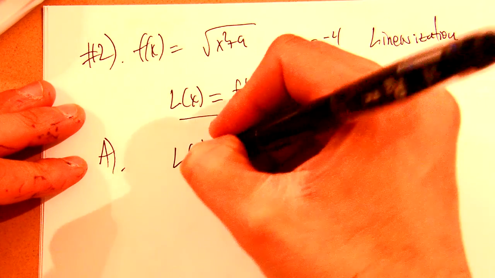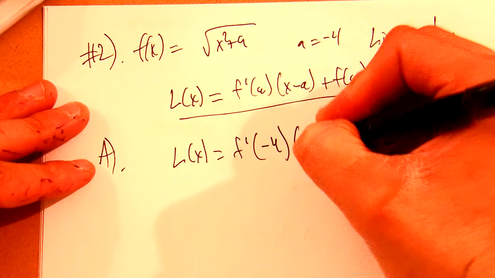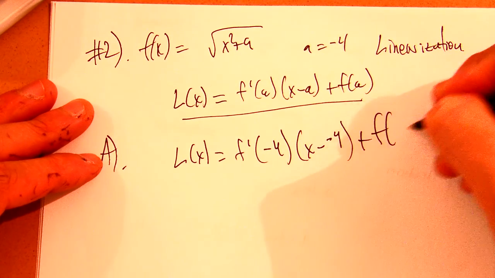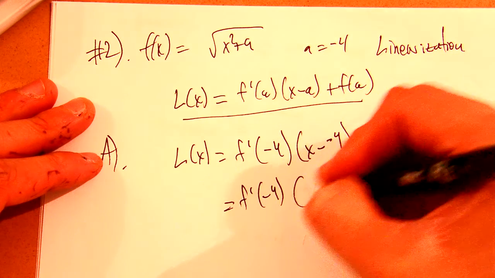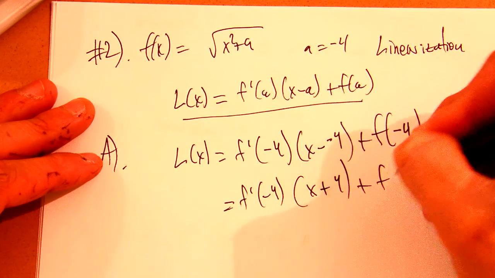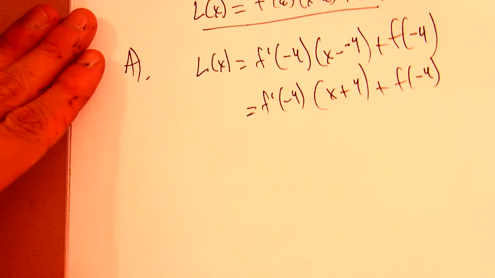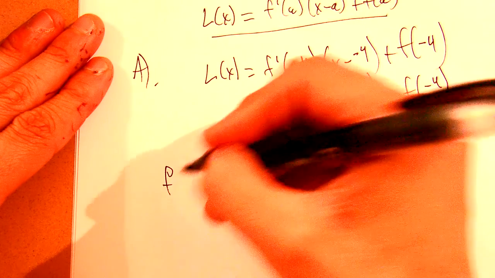So L of x is equal to f prime of a, which is f prime of negative 4, times x minus negative 4, plus f of negative 4. So this is just f prime of negative 4 times x plus 4 plus f of negative 4. So now we're going to find each of these and plug them in. Relatively straightforward. First, let's find the derivative of f and then plug in negative 4.